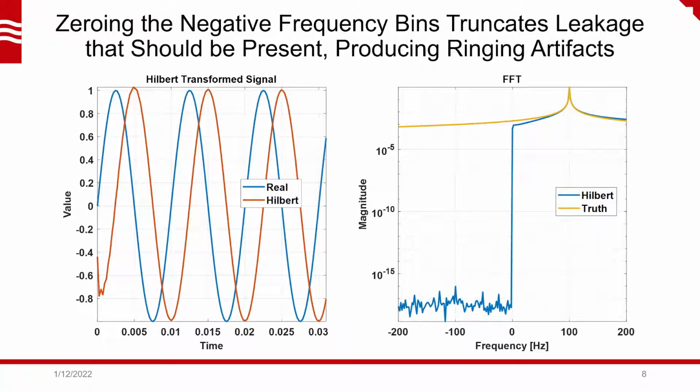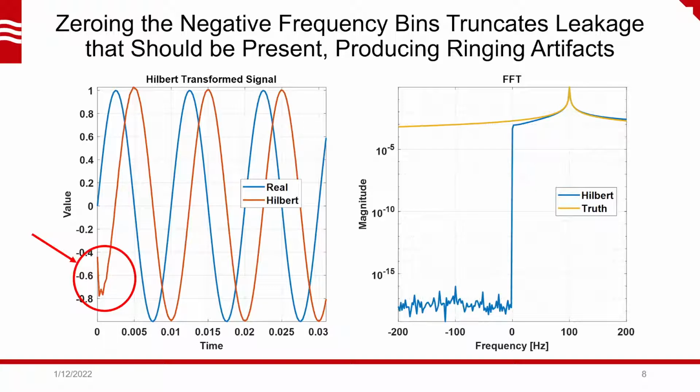So now, if we compute the Hilbert transform of the real signal by taking the FFT, zeroing out the negative frequency bin coefficients, and inverting back to the time domain, you end up with the orange curve on the left, which shows prominent end effects. Since the signal is not periodic, there's essentially a step change between the start and end, which produces the ringing artifacts that propagate out from that point.